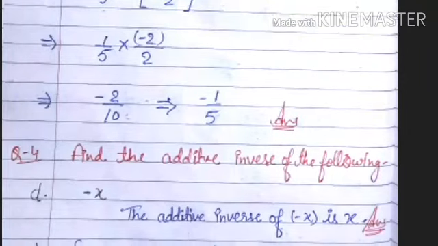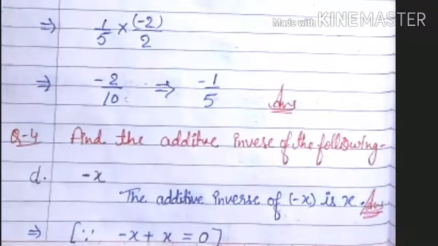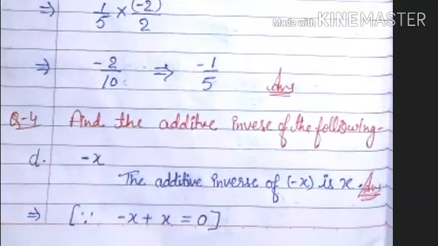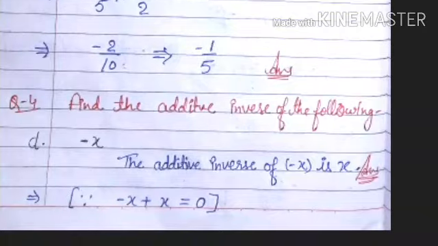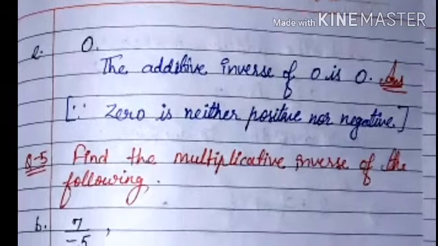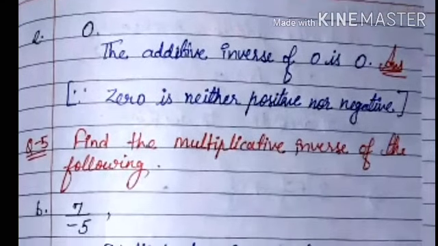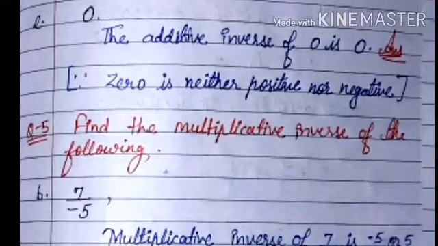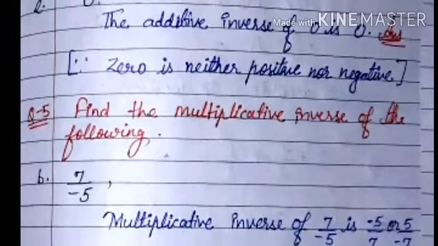As you know, the additive inverse of minus x is x, so that the sum is equal to 0. In the next question, we have to find the additive inverse of 0, and you know 0 is neither a positive nor a negative number, so the additive inverse of 0 is 0.